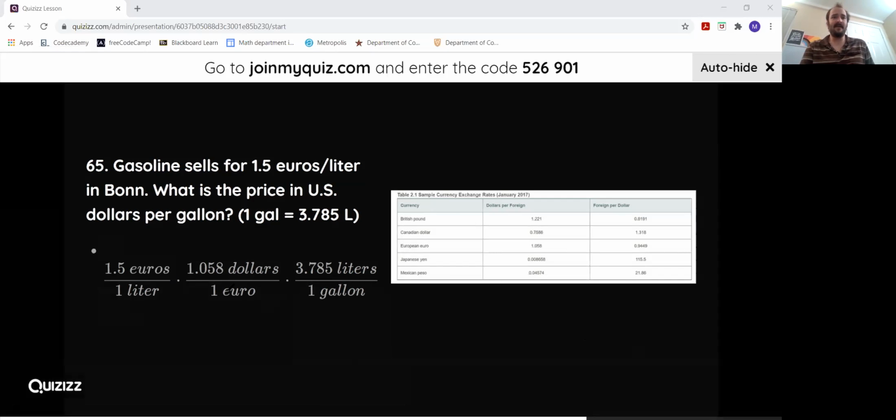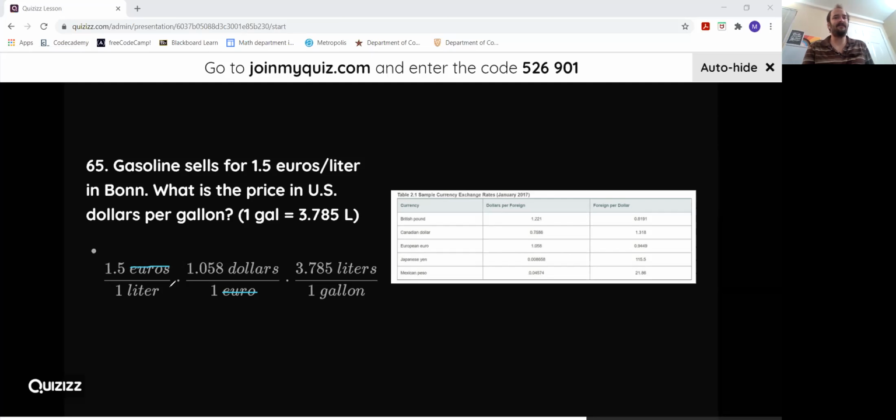So without even knowing any numbers, if euros is on top here, I know euros has to be on bottom here. So the first thing I want to do is go from euros to dollars. So this is going to take care of these euros. It's going to leave me with something with dollars on top.